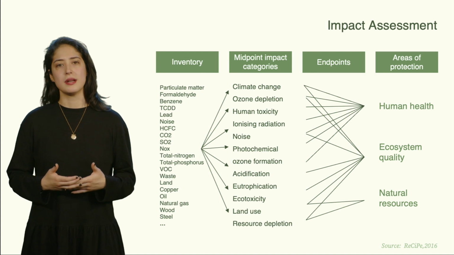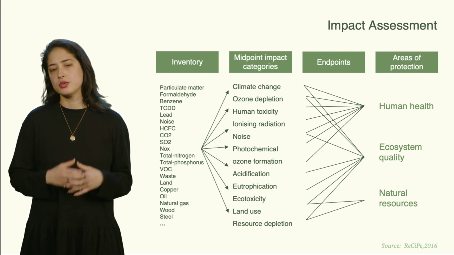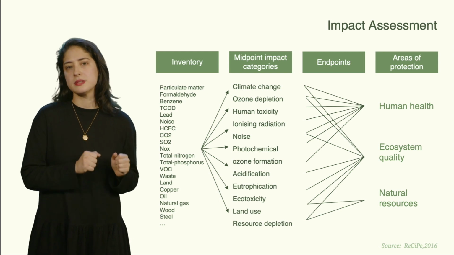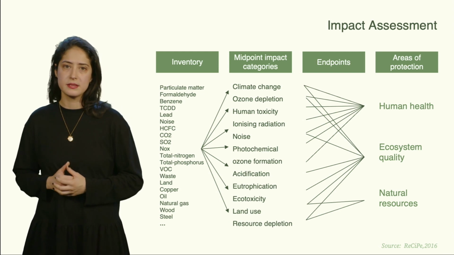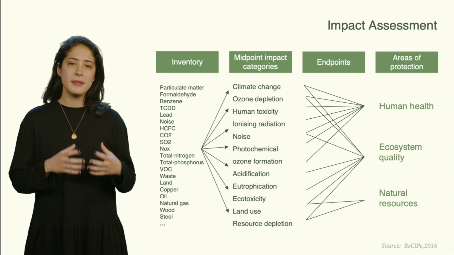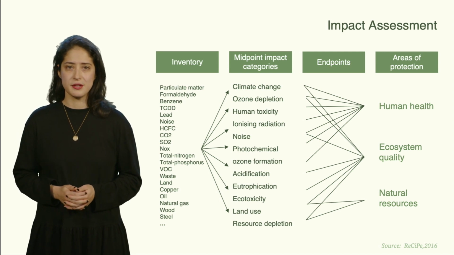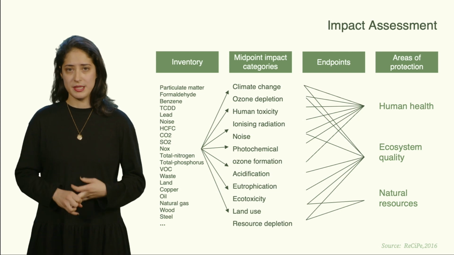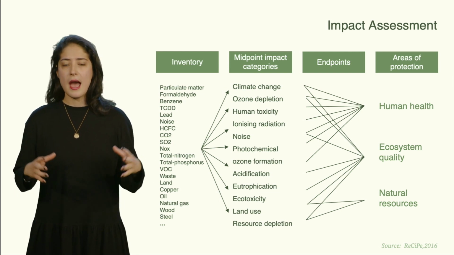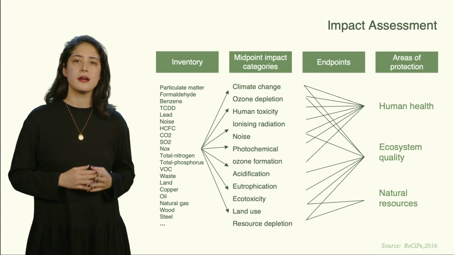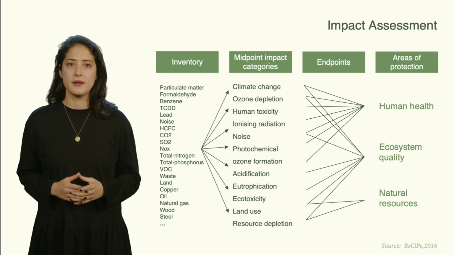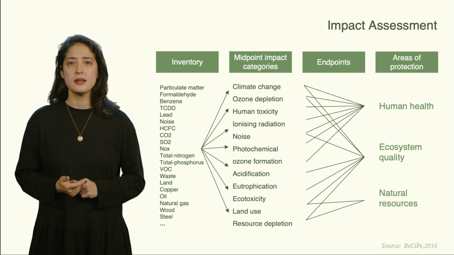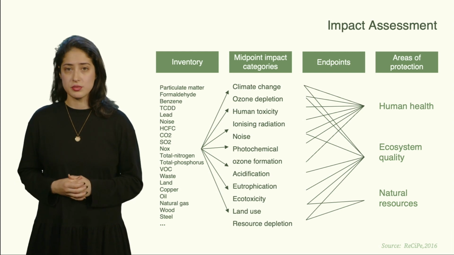LCA studies rely on impact assessment methods to translate the inventory of each of the product systems assessed into the environmental impacts. There are many types of environmental impacts considered, including climate change, water acidification, and resource depletion, among many others, and this can be linked into the different areas of protection that are identified as priority. These are human health, ecosystem quality, and the availability of natural resources.